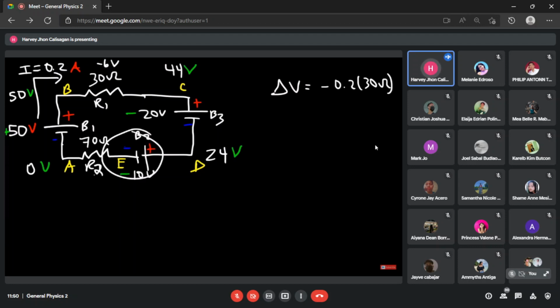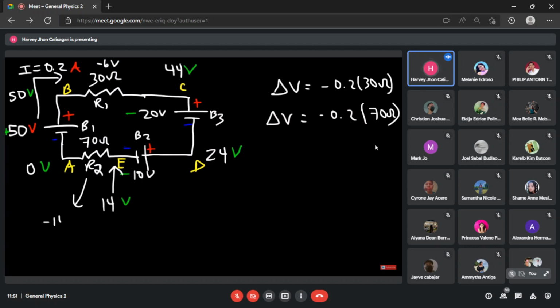Now this battery also reduces the energy of the circuit. So it's going to decrease the energy by 10 volts. So now the voltage is going to be 14 volts. And to calculate the voltage drop across R2, it's going to be the current multiplied by R2. So negative 0.2 times 70, that's negative 14. So that's the voltage drop across this resistor, and 14 minus 14 brings us back to 0. So now you know how to calculate the electric potential at every point in the circuit.